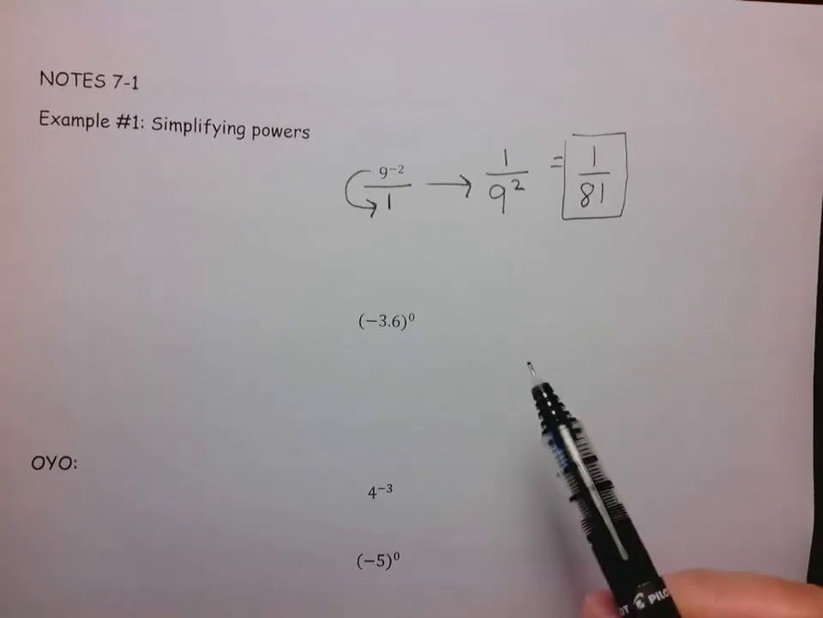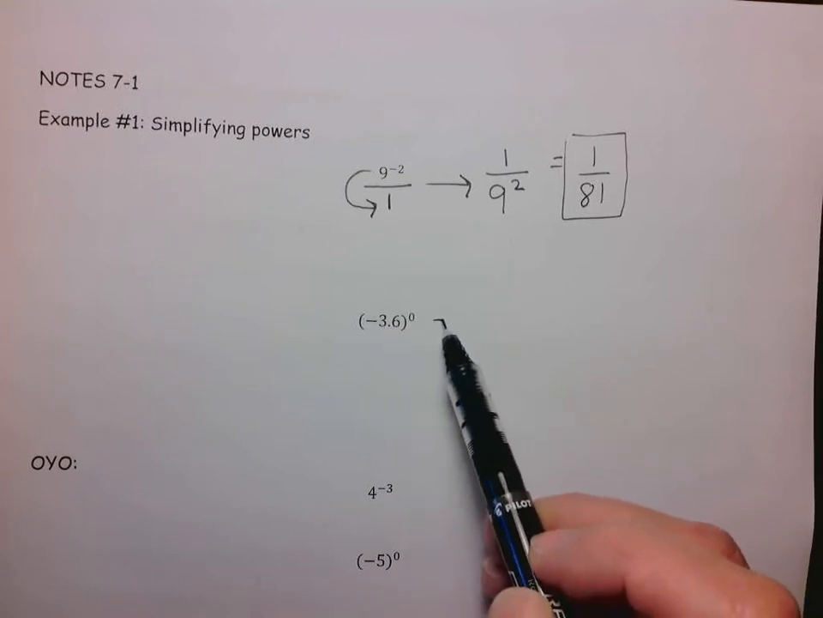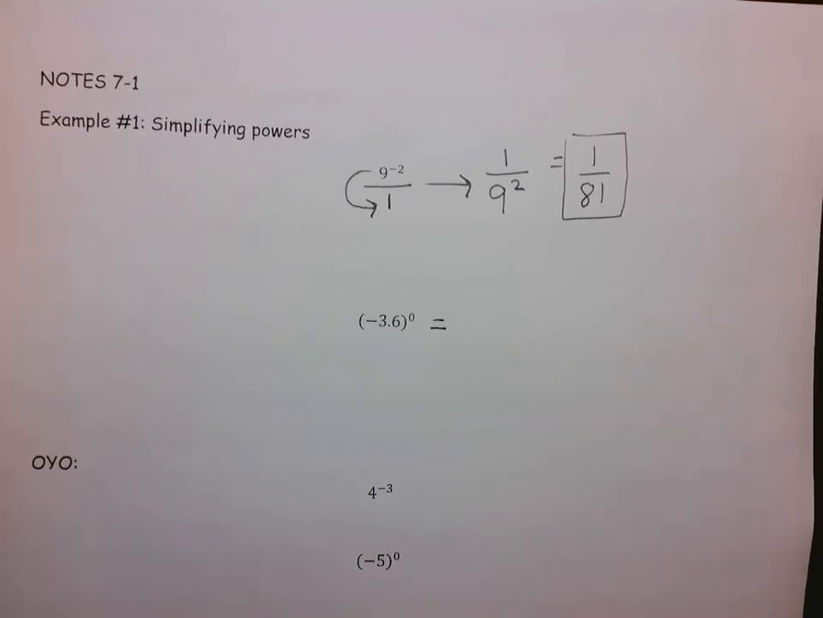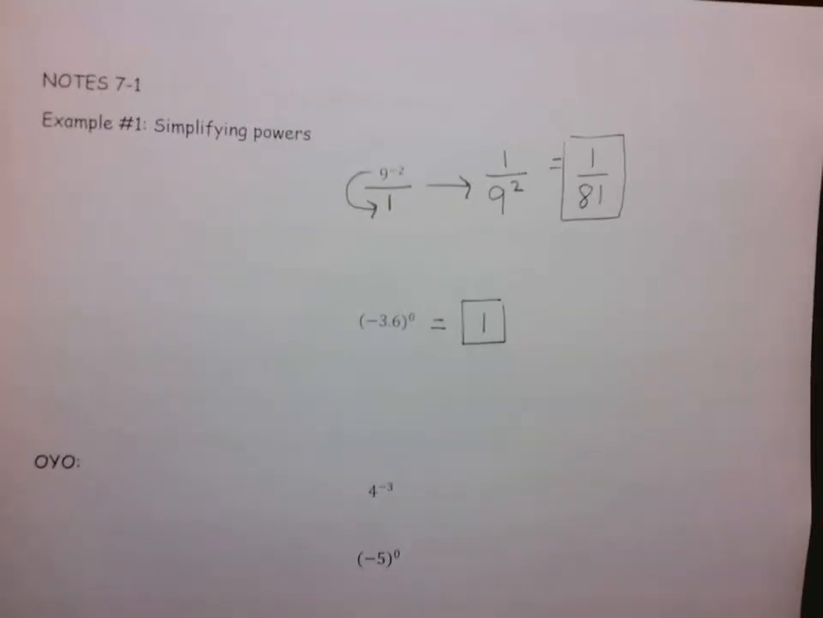Okay, negative 3.6 raised to the 0 power. The whole thing is raised to the 0 power. So that means the answer is going to be 1. Because again, anything raised to the 0 power is 1.